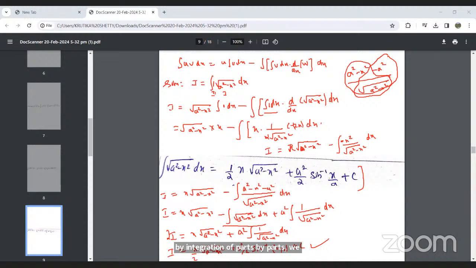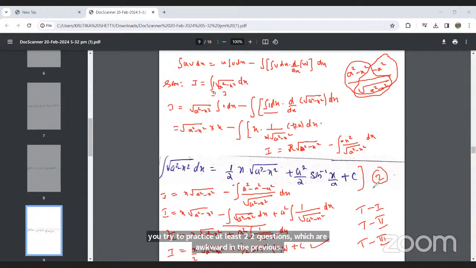So we have covered type 1, type 2 and type 3. In the last class we had covered type 1 and type 2. In today's class we have covered type 3. After solving and practicing the derivations, you should try to practice at least two questions which have occurred in previous year papers based on these special types. So this 5 mark question will be covered.